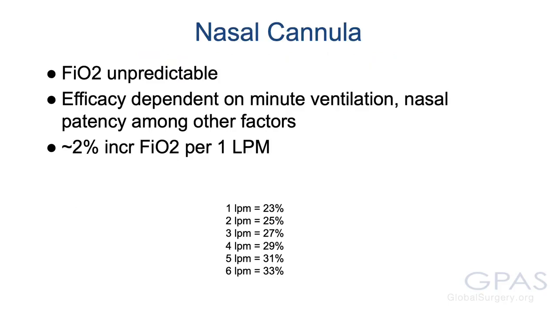To deliver oxygen to any patient, multiple devices may be used. However, these are categorized into low flow devices and high flow devices. The nasal cannula delivers up to a maximum of 6 liters per minute. The oxygen it delivers is unpredictable because it is dependent on the minute ventilation of the patient as well as the nasal patency of the patient. However, to estimate the fraction of inspired oxygen delivered, we add 2% to 21% for every liter increase in flow.